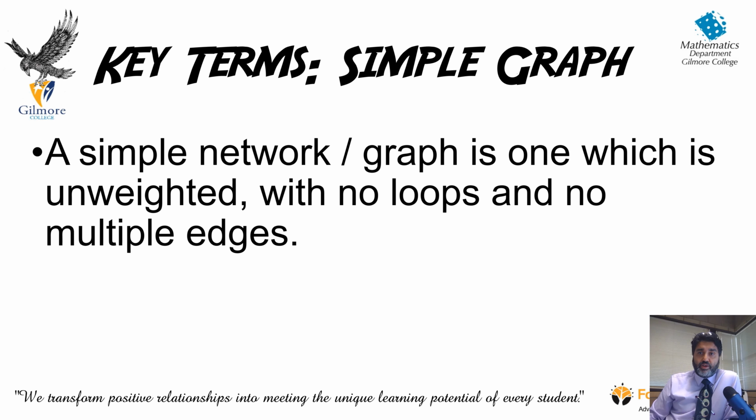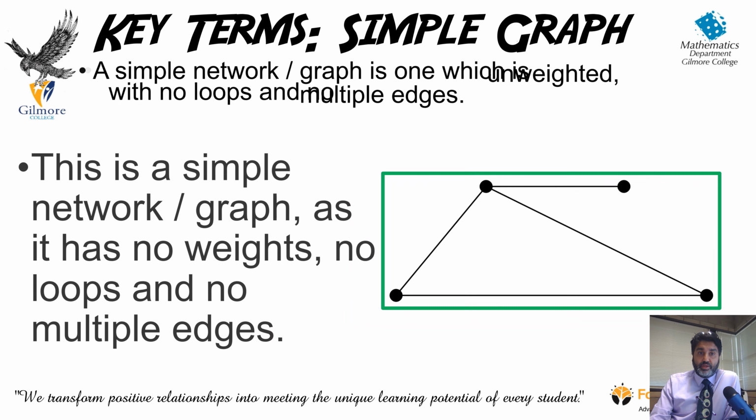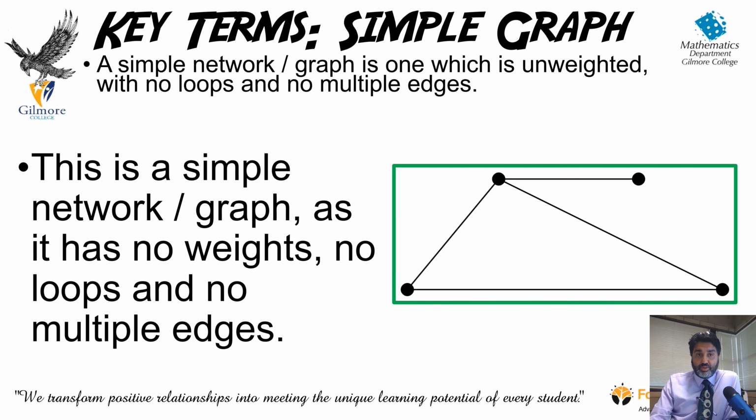A simple network graph is one which is unweighted with no loops and no multiple edges. You're probably thinking, what does it look like? We've got this thing here where it's unweighted, no loops, and no multiple edges. So this is a simple network graph as it has no weights, no loops, and no multiple edges.